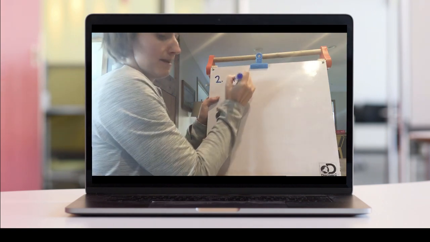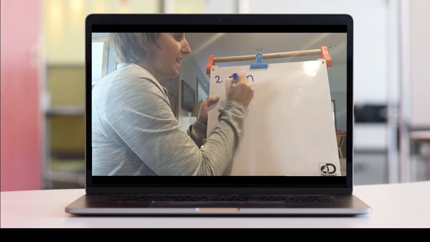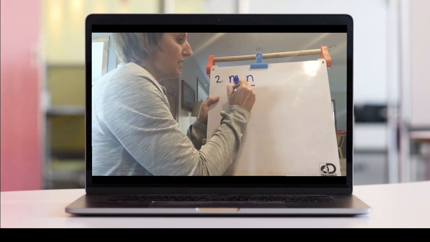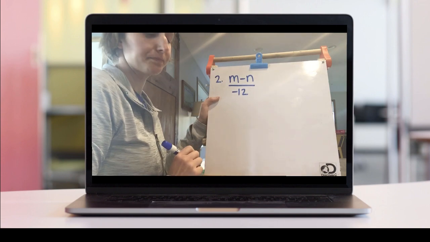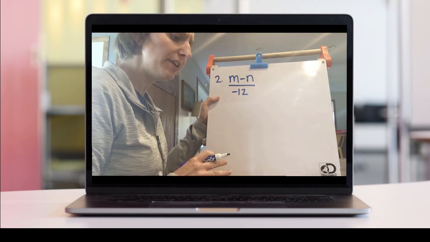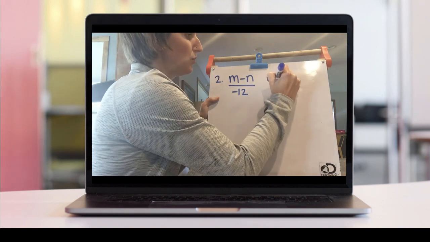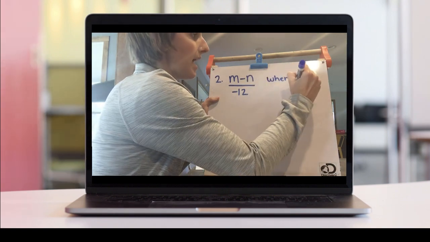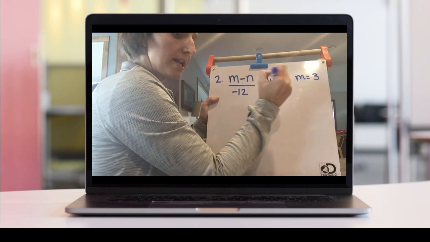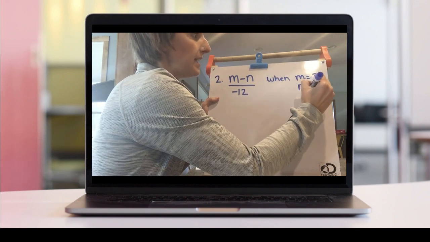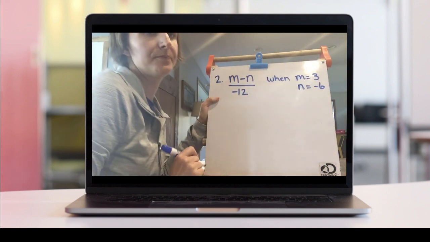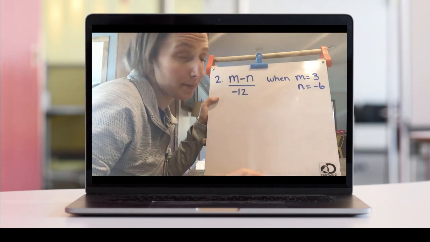So we have m minus n over -12. And we need to evaluate this fraction when our variables are, so when m equals 3 and n equals -6.